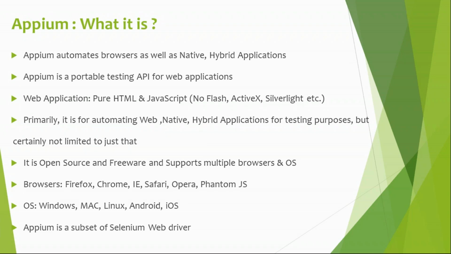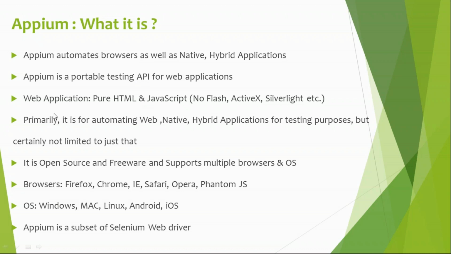Now what is APM? APM automates browser as well as native and hybrid applications. We will see what native and hybrid applications are. So APM is a portable testing API for web applications. As I told, you write code in one API like driver.findElement by, and you can work with Android mobile, iOS mobile, emulator, simulator, any device like Android tablet. It's portable testing. So write code once, execute for any device, just change the device configuration and capabilities.